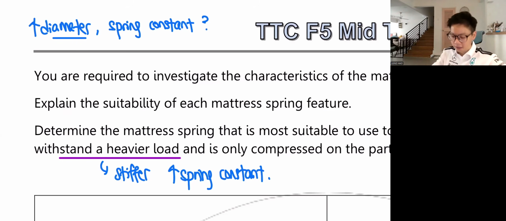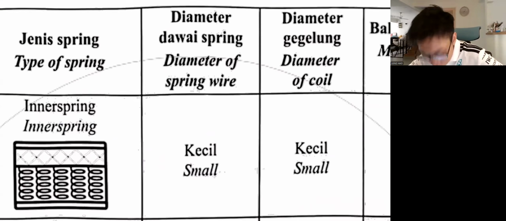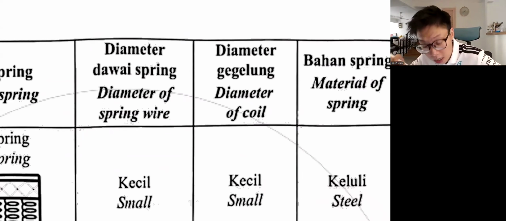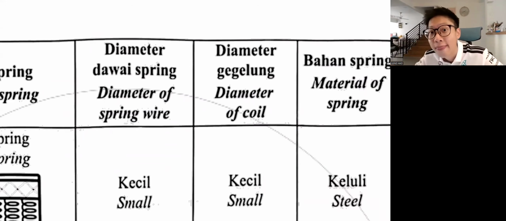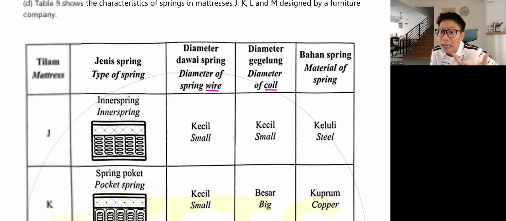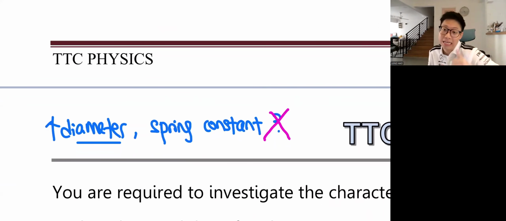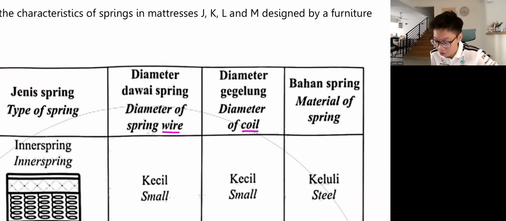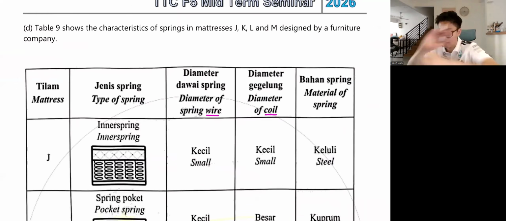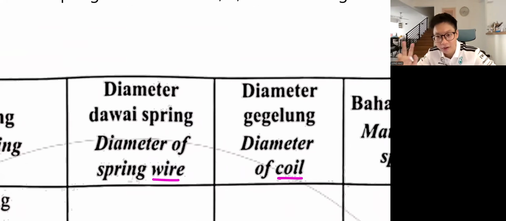Okay, the answer is don't know, because I never told you what diameter. We have diameter of spring wire. We also have diameter of coil. So which one? Are you talking about wire or coil? Because the answer is different. I never said diameter of what. You have to ask me what diameter. You never asked me, so that means you don't know. You don't know means you're wrong. Now remember, guys, there are two types of diameter.